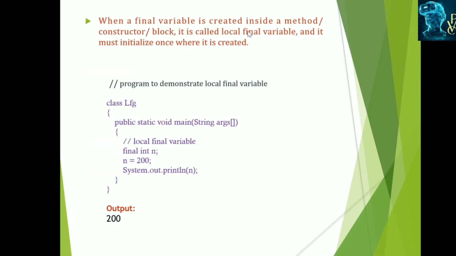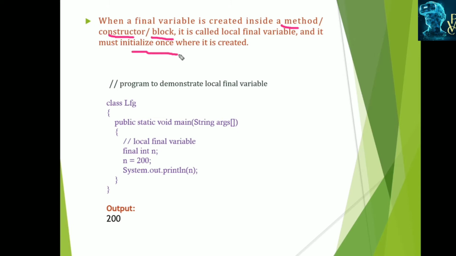Next, a final variable is created inside a method or constructor or block. When we declare the final variables within the method, constructor or block, those are called local final variables. When we declare within the method, those are the local final variables for that method. When declared in the constructor, those are local for that constructor. When declared within the block, those are local final variables for that block. And it must be initialized once where it is created.